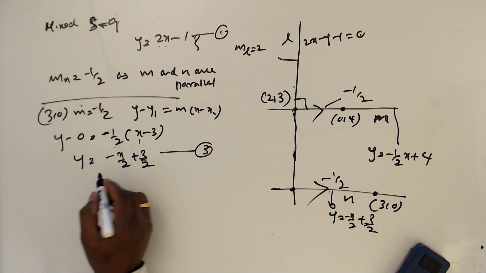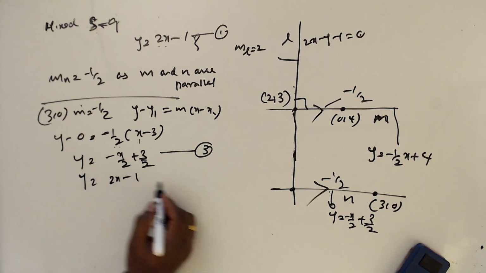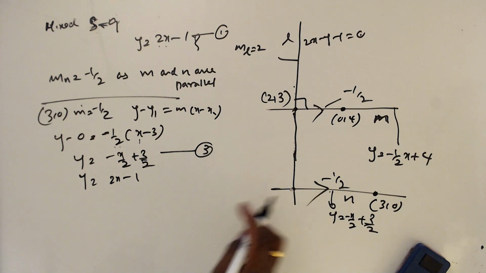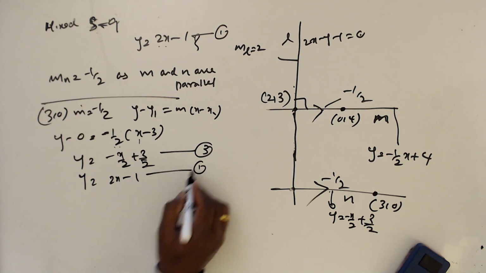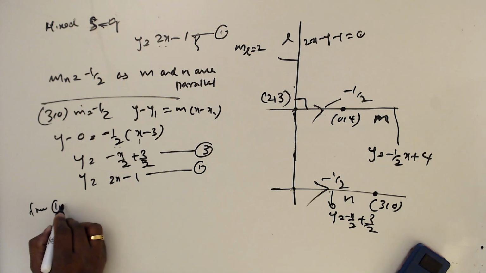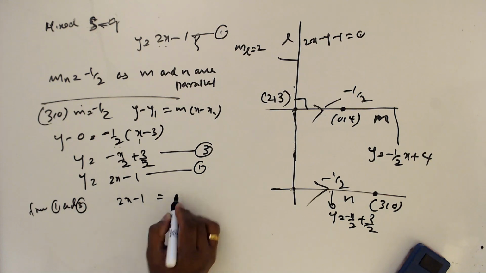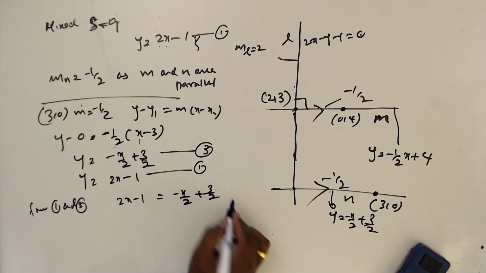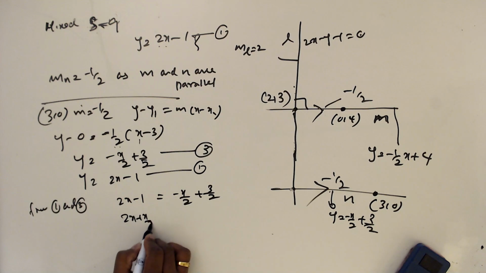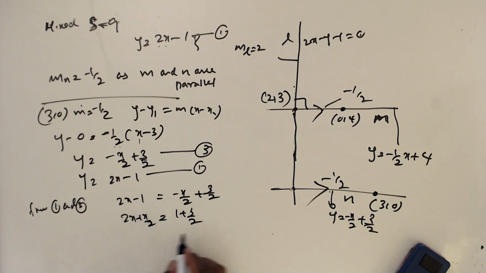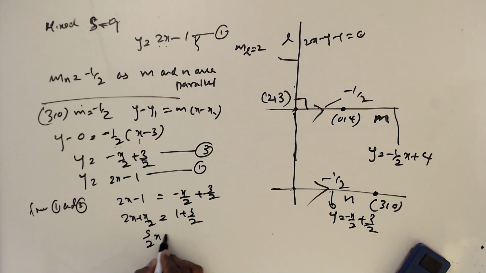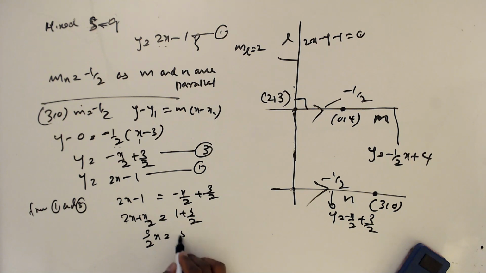Now 3 and 1: y equals 2x minus 1, L and N. So from 1 and 3, I am making 2x minus 1 equal to minus x over 2 plus 3 over 2. So 2x plus x over 2 equals 1 plus 3 over 2. This is again going to be 5 over 2 x equals 5 over 2, then x equals 1.